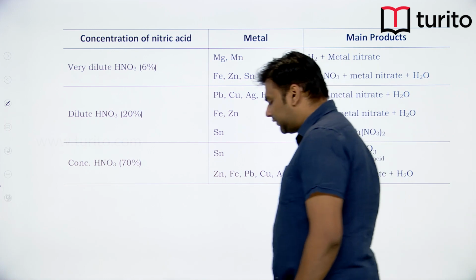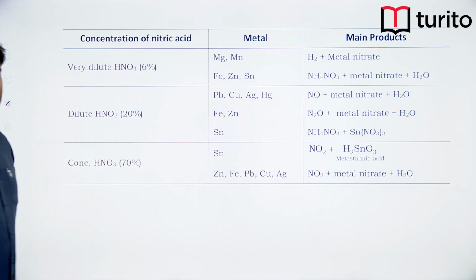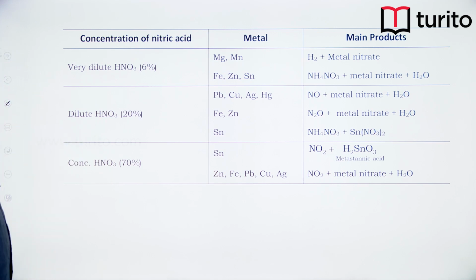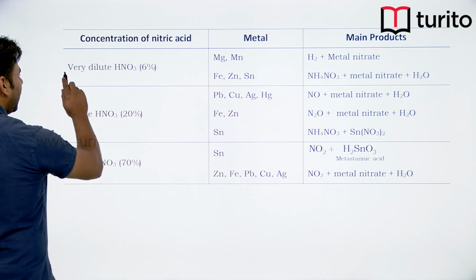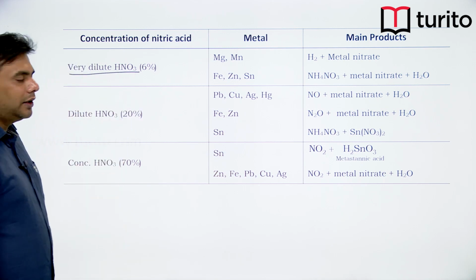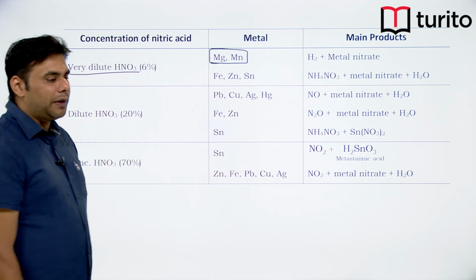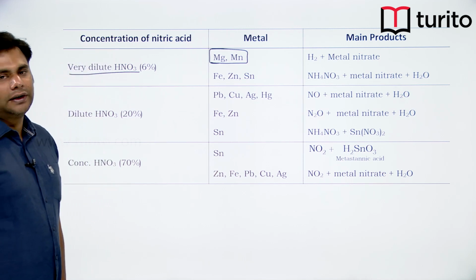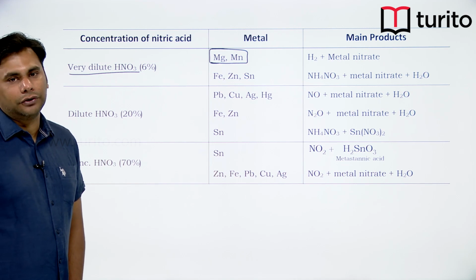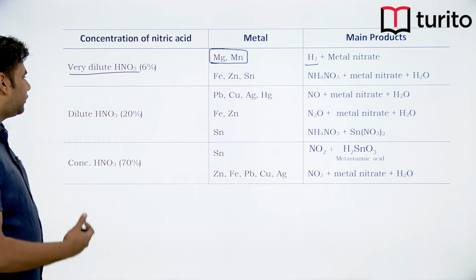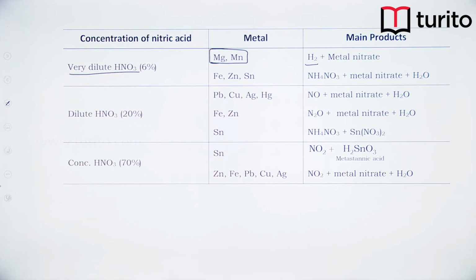Now next comes the reaction with metals. This is again a very important portion. You might have memorized this for your school examination as well. When we react metals with very dilute acids, if we react electropositive metals like magnesium and manganese with dilute HNO3, in those cases we will evolve hydrogen gas and metal nitrates are formed. But with the rest of the other metals, different kinds of products are possible. So first we look at the general cases and then we will remember the specific or exceptional behavior.